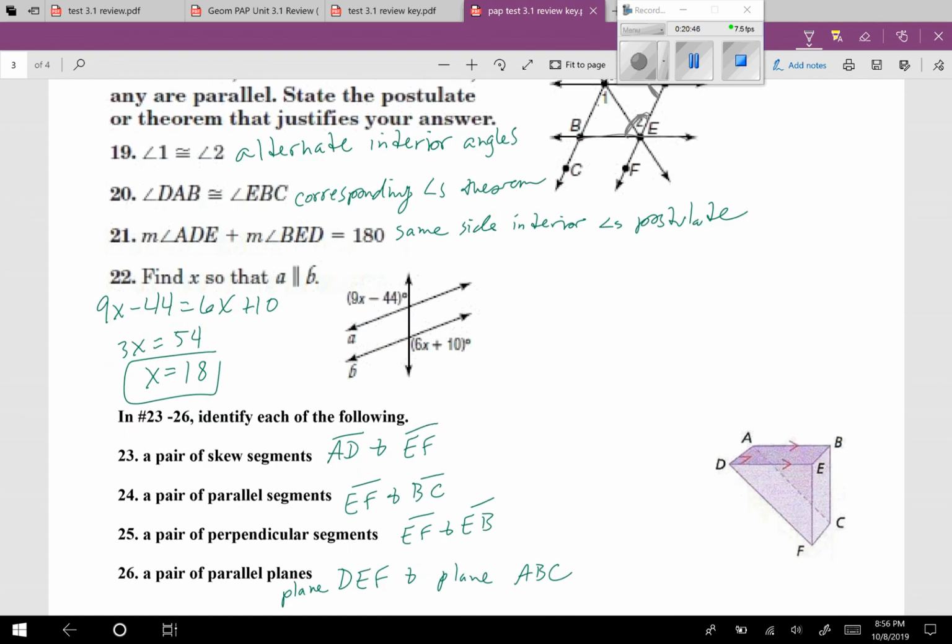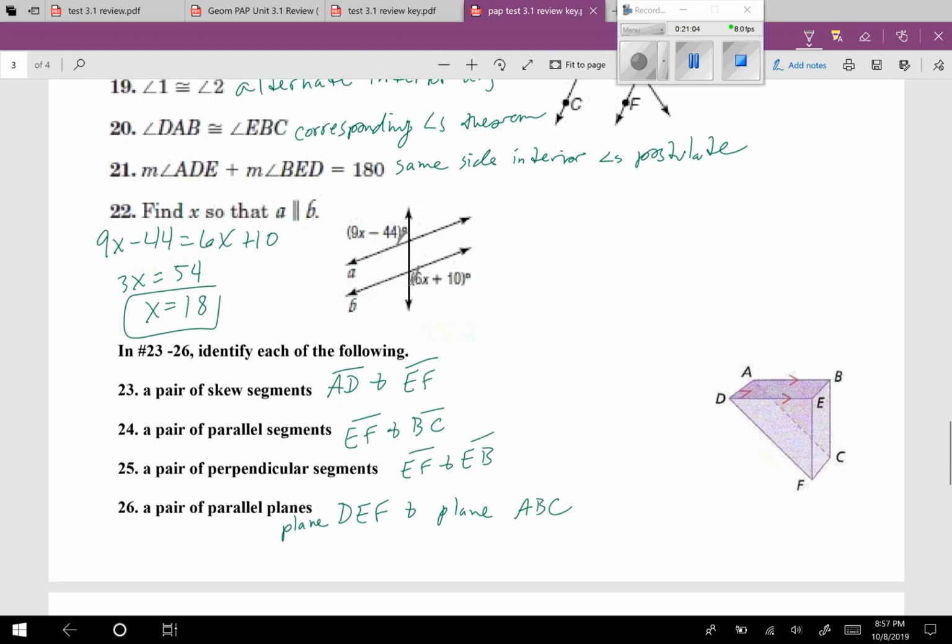Okay, and then 22, it says find x so that A is parallel to B. Well, right here, we're on this next picture. So here's A, and there's B. They're alternate exterior angles, so if they're going to be parallel lines, then they have to be congruent, so they have to be equal. So just set them equal, and you'll find that x is 18.